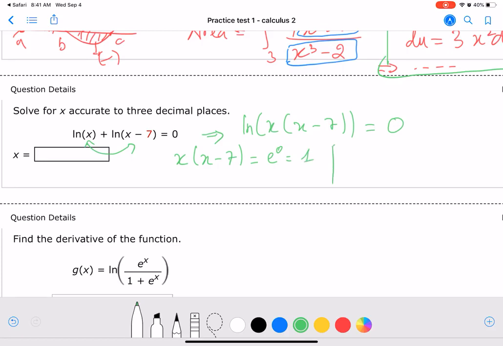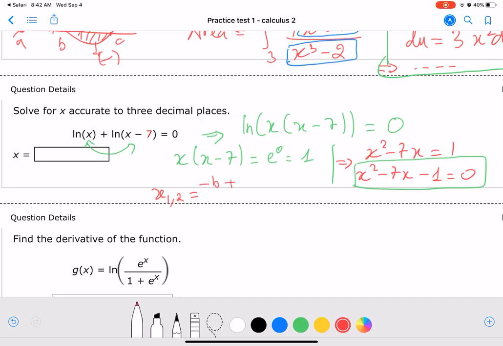And then from here you get x squared minus 7x equal to 1, or x squared minus 7x minus 1 equal to 0. This is nothing but the quadratic equation, right? I will not solve this problem for you, but I will remind you of the quadratic formula. That is x1,2 equal to negative b plus or minus the square root of b squared minus 4ac, over 2a. So please apply this formula for this equation to get what you need.